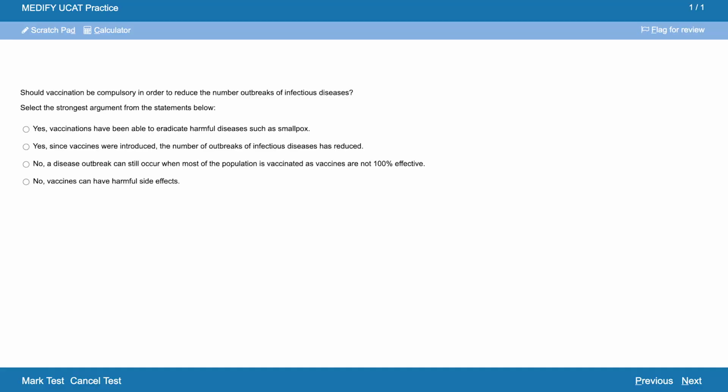So again, here we've got a question from the Medify question bank, and you always get a question presented to you and then 2 yes statements and 2 no statements. So the question here is, should vaccination be compulsory in order to reduce the number of outbreaks of infectious diseases? Select the strongest argument from the statements below. So pause the screen now if you want to have a go at this question before we go through it.